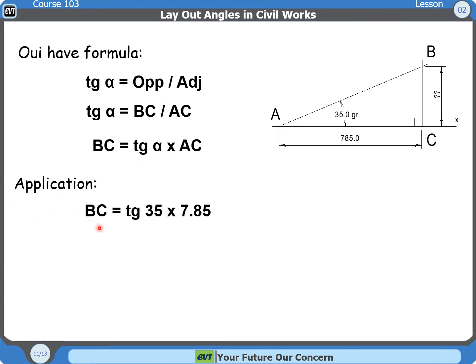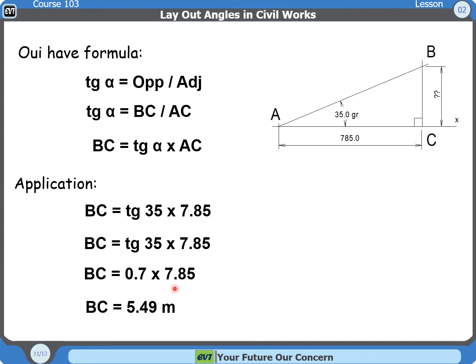Application: BC equals tangent 35 times the distance AC, 7.85 meters. BC equals tangent of 35, which gives 0.7, times 7.85. The distance BC equals 5.49 meters.